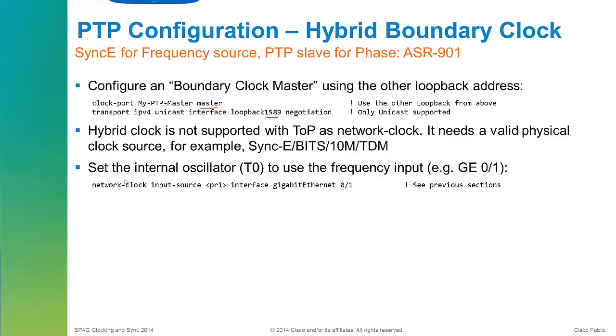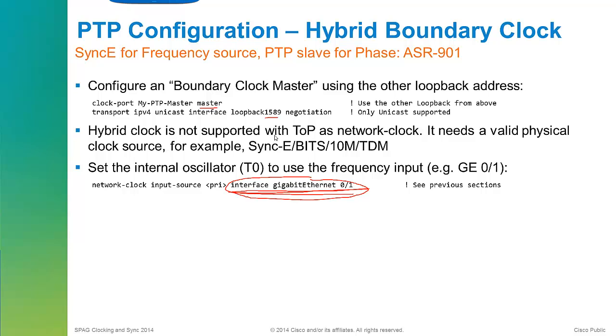Okay, and then what we have to do is we have to define a frequency input. So in this case, this might be synchronous Ethernet. So you see this previous section on synchronous Ethernet input. You go and look at how to do that there if you're not sure. But you define synchronous Ethernet on the interface and then you add it to the input source. So hybrid means it will take its frequency from this interface and it will take time of day and phase from PTP.